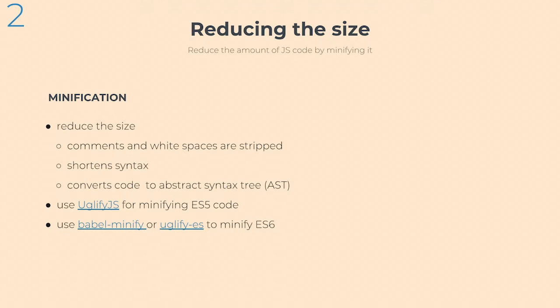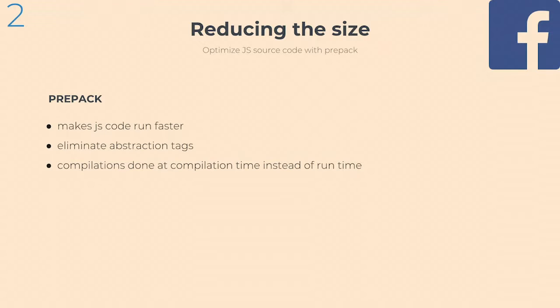Of course, there are many tools that we can use to optimize the size. This is one of the rare Facebook tools that we can use. It's called Prepack. What it does is it actually makes JS code run faster. It's still in alpha or beta versions, so you can experiment with that. If that helps, that's fine.